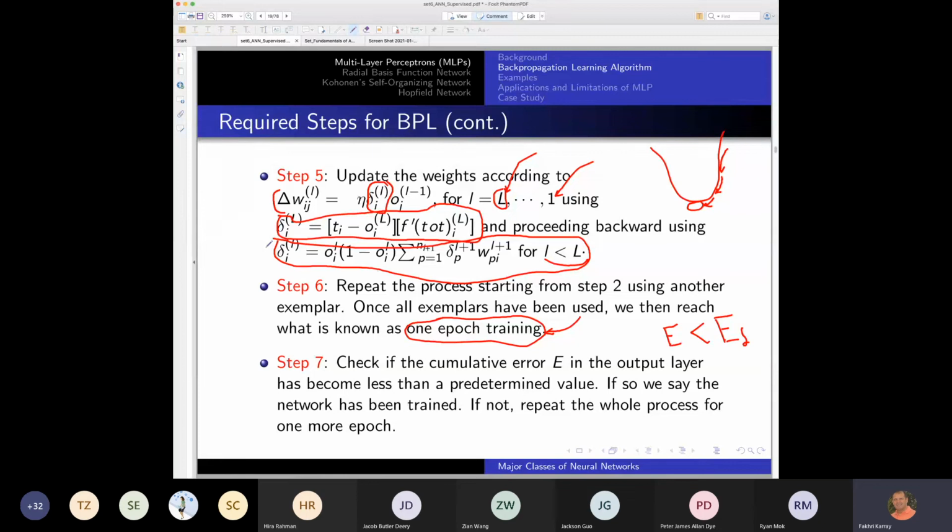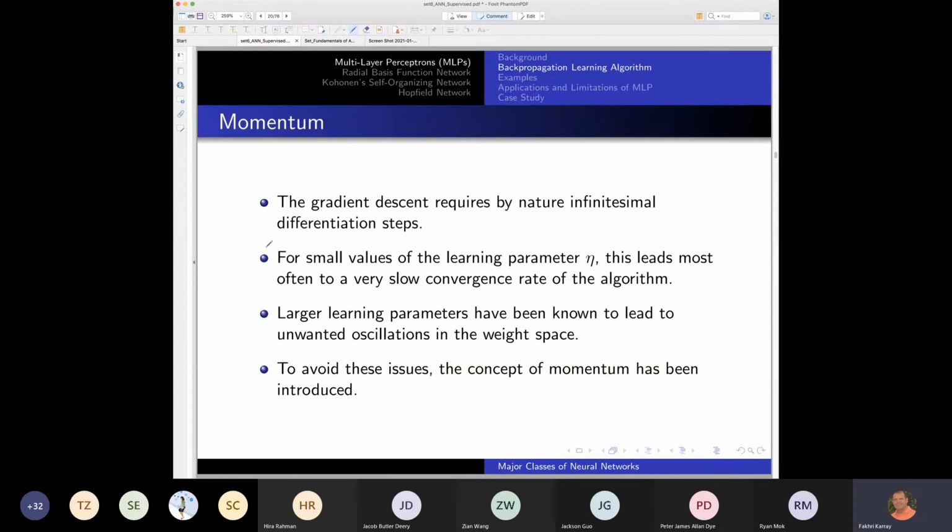I would like you to look at them very attentively. I would like you to go over the set of slides that I have posted about the back propagation learning algorithm, and I will give you more examples as we proceed with this particular system. So let me speak very briefly about the momentum, but before that, I would like to give you a chance to tell me if you have any questions so far.